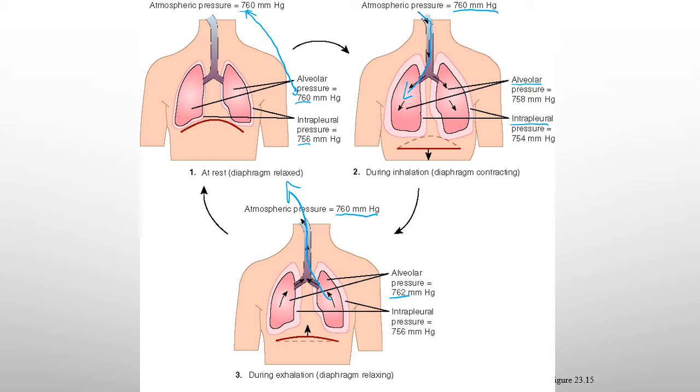So if I take a breath in and hold it, there's no air movement, because the pressure inside my lungs and the atmospheric pressure are both equalized. Same thing goes for exhalation. What doesn't happen here is that the lung pressure and the intrapleural pressure become one and the same.